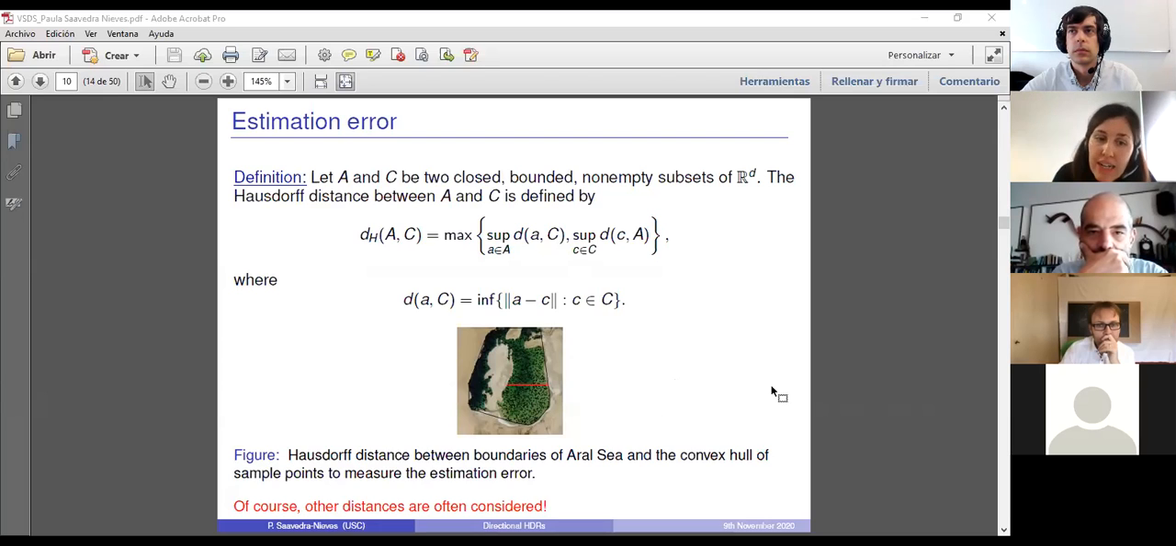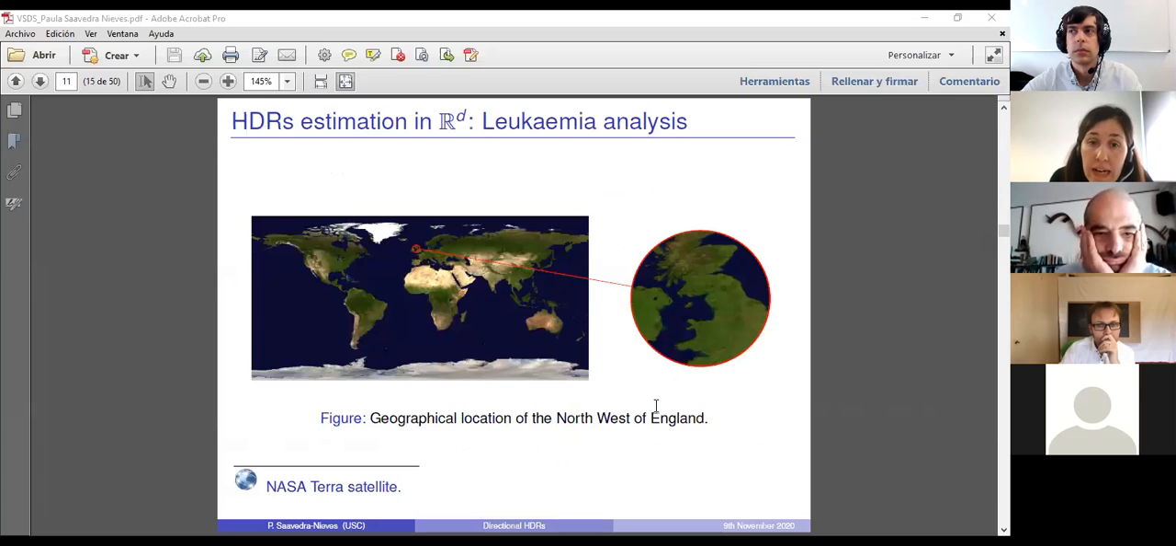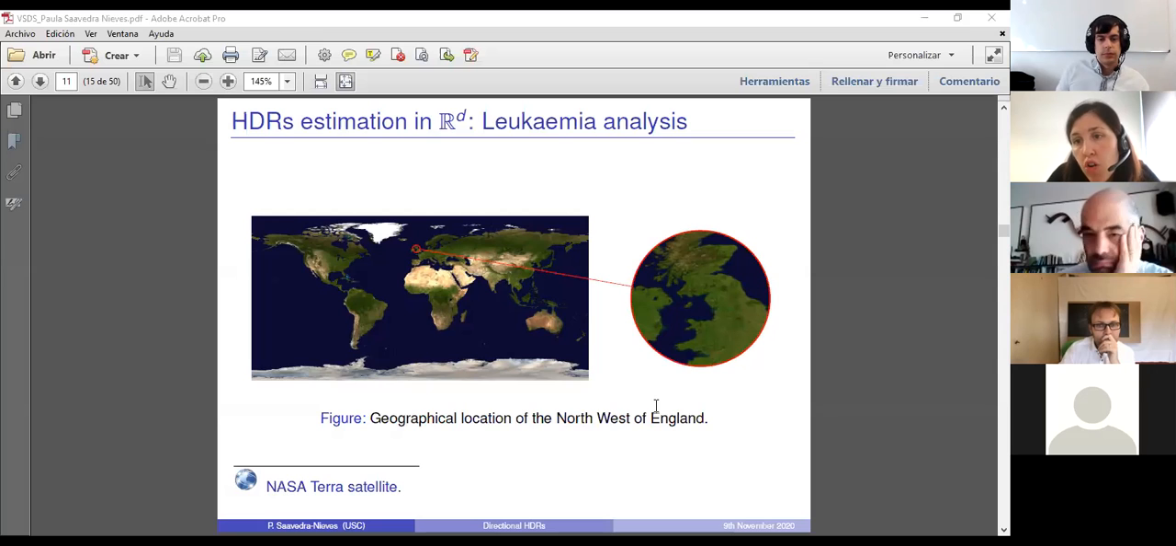Of course, other distances could be considered. Sometimes the goal is not to reconstruct the support of the distribution in the Euclidean space, because we are only interested in knowing the hot spots or the modes of the distribution. So this is the case in the example that I will show you here.